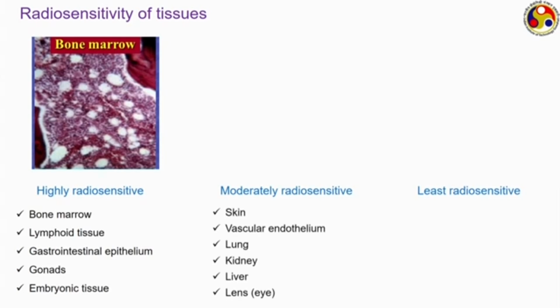Under moderately radiosensitive tissues, you can get skin. Skin is always subject to radiation, particularly the background radiation or cosmic radiation. The effect of radiation on skin can be in the form of reddishness of the skin, appearance of small pimple-like structures or rashes, etc., and can be even more severe depending upon what level of radiation it is being subjected to.